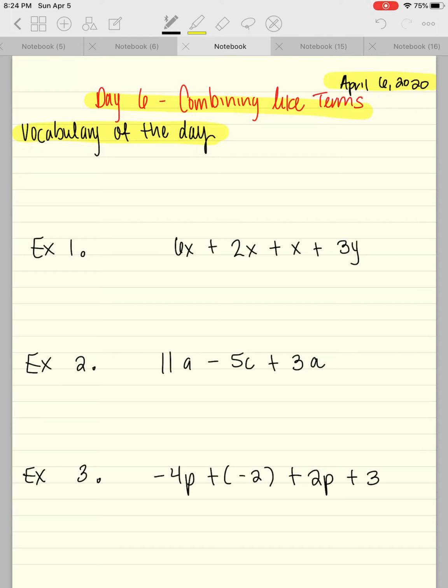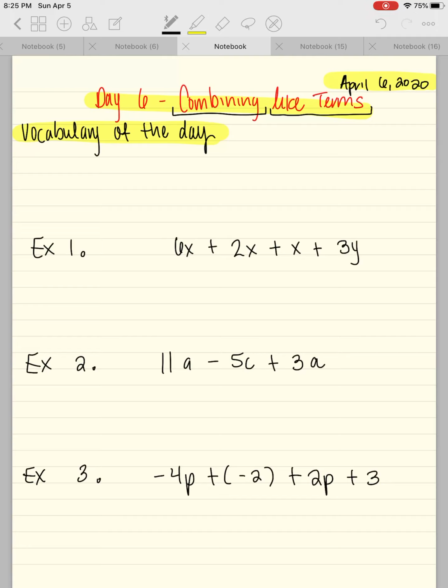All right, so let's take a look at example 1. And combining like terms, basically what that means is, well, the word combine means to put together. Like terms is to combine things that are similar. So for example, in your do now, you had the popcorn and the movie boards, and you can't combine the popcorn and the movie board because they're not the same thing, right? So the same concept applies to algebra. You cannot combine different variables or constants because they're not the same thing.